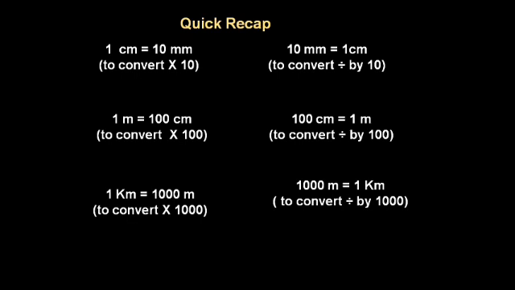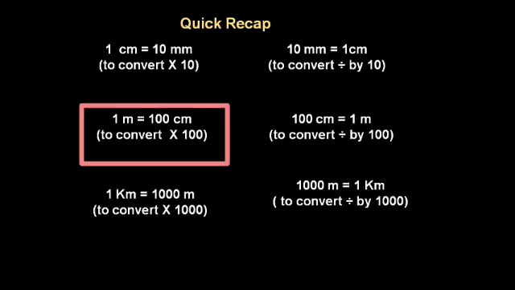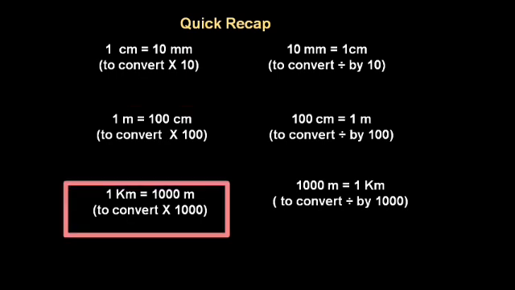The first unit we studied in the previous period is 1 centimeter is equal to 10 millimeter, which means whenever we convert centimeter to millimeter, we need to multiply by 10. Next, 1 meter is equal to 100 centimeter, which means whenever we convert meter to centimeter, we should multiply by 100. 1 kilometer is equal to 1000 meter, which means for conversion from kilometers to meters we should multiply by 1000.